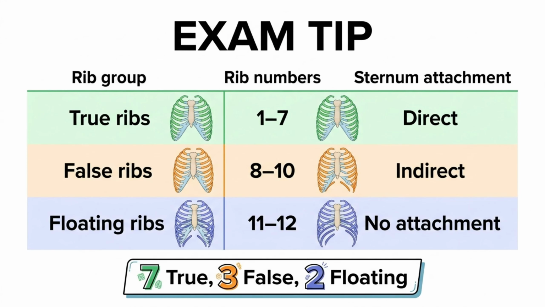Here is an exam tip. Remember the rib classification: 7 true ribs, 3 false ribs, and 2 floating ribs. The easiest memory aid is 7, 3, 2.